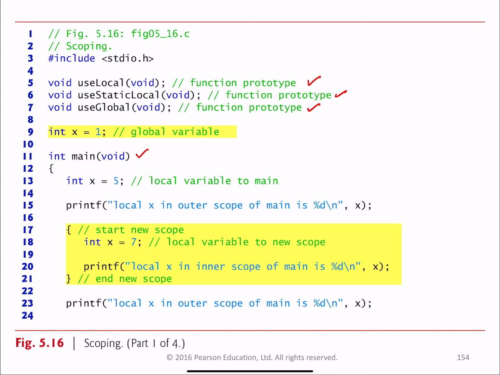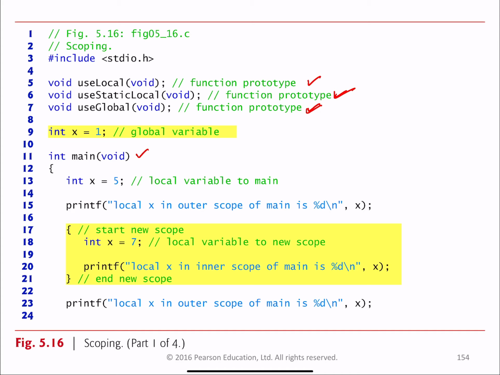The second one is called useStaticLocal that you see over here, whose prototype you see over here. And the useStaticLocal function will demonstrate the storage class of a static variable, static local variable. And finally, we have the useGlobal function, which demonstrates that you can truly access global variables. That global variables have a global scope, have file scope, and can be accessed from anywhere in the file.